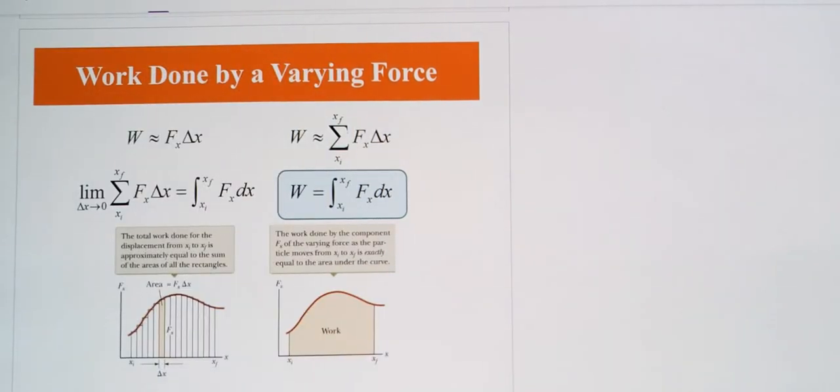Now let's talk about when the force is varying.